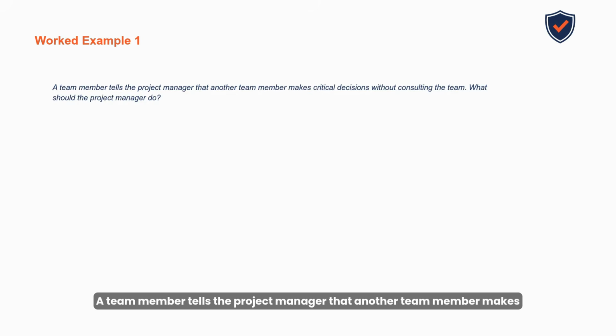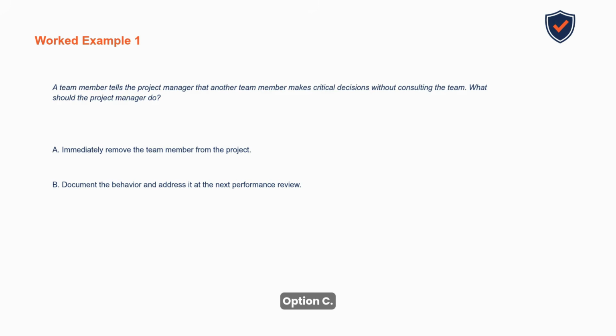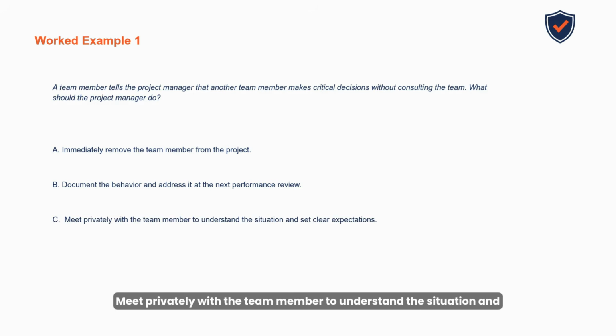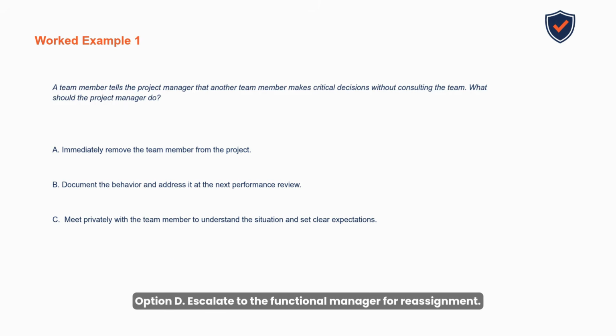Question: a team member tells the project manager that another team member makes critical decisions without consulting the team. What should the project manager do? Option A: immediately remove the team member from the project. Option B: document the behavior and address it at the next performance review. Option C: meet privately with the team member to understand the situation and set clear expectations. Option D: escalate to the functional manager for reassignment.